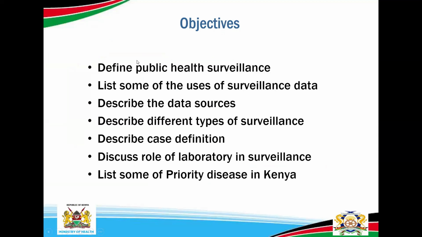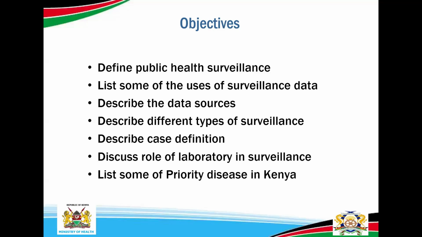Okay. So the topic of today is on disease surveillance, and our main objective is to define public health surveillance, list some of the uses of surveillance data, describe the data sources, describe different types of surveillance used, describe case definitions, discuss the role of lab in surveillance, and list some of the priority diseases in Kenya.